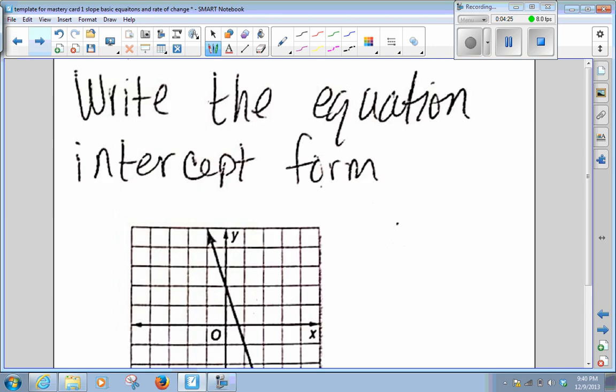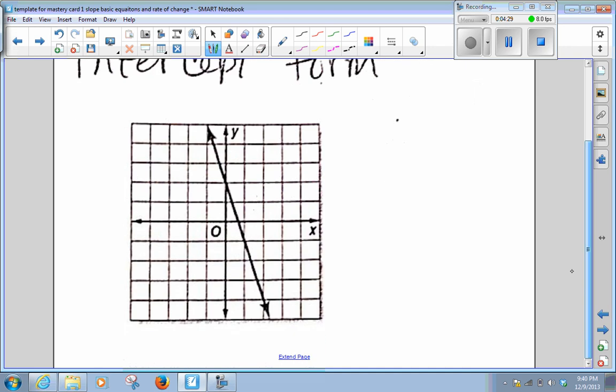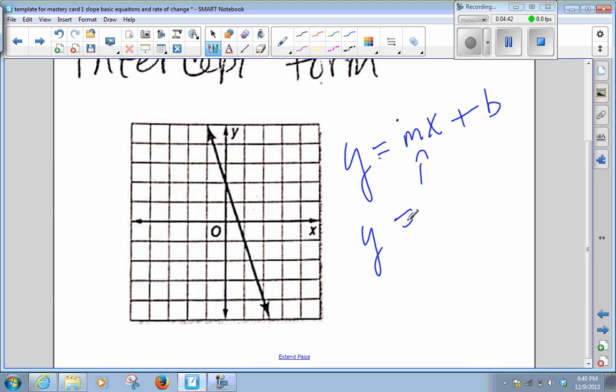Last but not least, it says write the equation in slope-intercept form. Slope-intercept form is going to be y equals my mystery number x plus my y-intercept. I'm going to figure out my rate of change first because that's the number that is going to go in front of my x. So I'm going to pick this point right here and this point right here. So go down and then over, 1, 2, 3 down and then over 1.